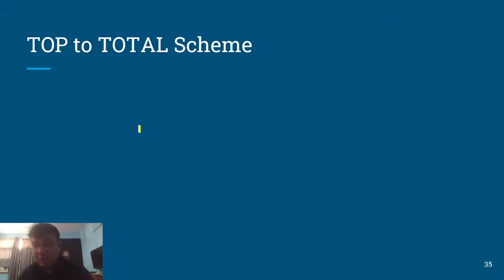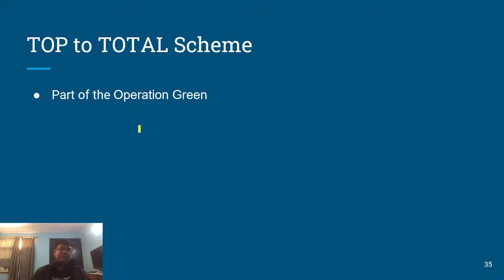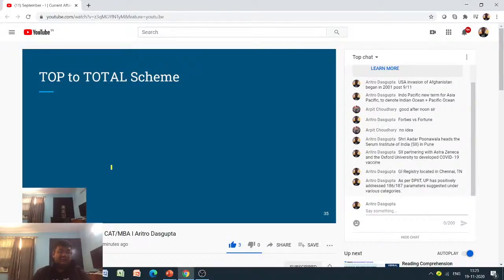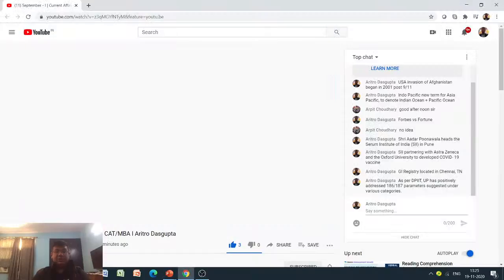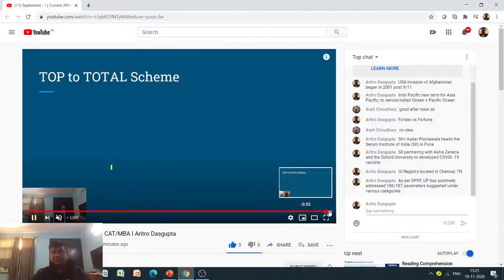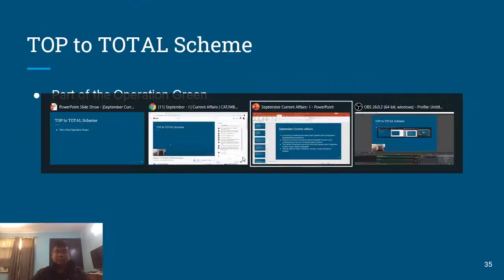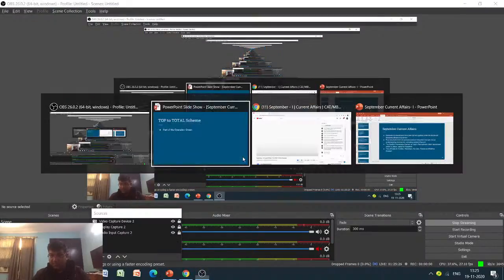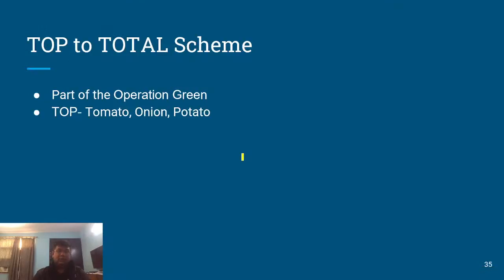Okay, so this is a very important scheme, let's understand it properly. What is this top to total scheme? It's actually part of what is called the Operation Green. We've had a lot of operations in independent India's history. This is actually one of them. Right. So top stands for tomato, onion, and potato, while total stands for fruits and vegetables.